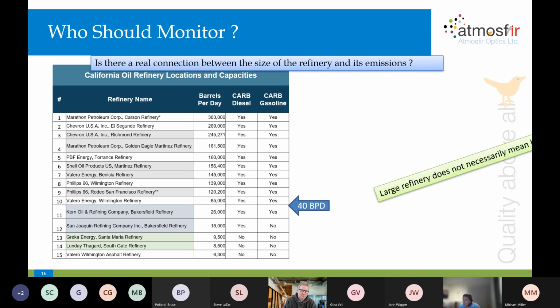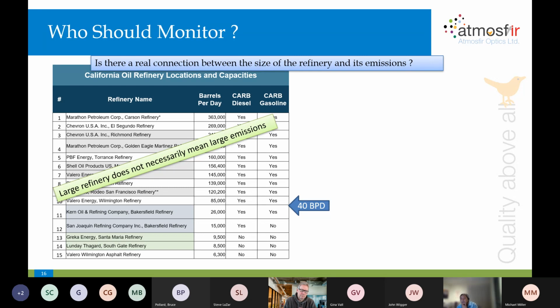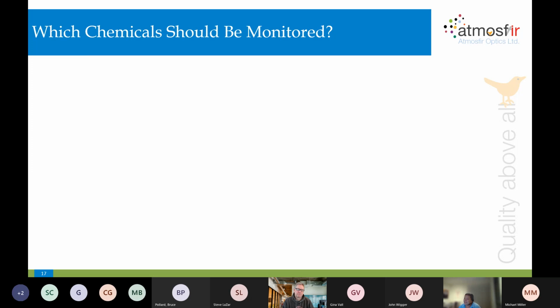I'm not sure about it, because sometimes large refineries invest a lot of money in finding the emissions and fixing them, and it could be that a small refinery doesn't have the money to do it and emits more. So a large refinery doesn't necessarily mean large emission, and I can tell you from reviewing the data from the big refineries, at least in the South Coast, that those refineries surprisingly operate very well. Surprisingly to me, at least.